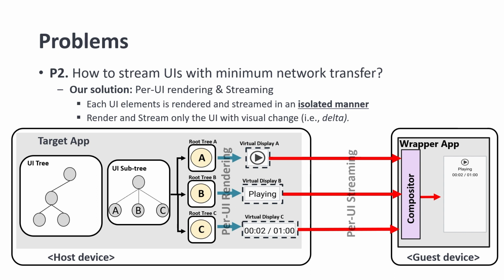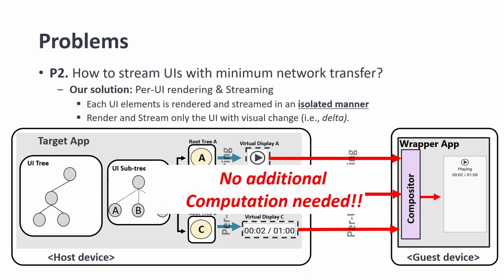Such an isolated rendering and streaming mechanism allows FluidXP to automatically render and stream only the UI with visual change. In other words, FluidXP can transmit delta pixels without any additional computational overhead.